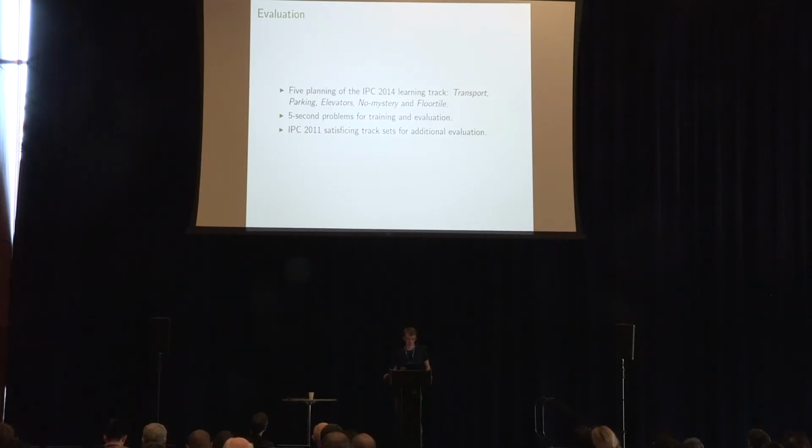And these are the problems that we use for training. This is also where we do our primary evaluation, but also to see whether the learned policies are of any use outside the training distributions. We also take full-scale problems from IPC 2011, which, as far as I know, is the last one where these 5 domains occurred together in the satisficing track.